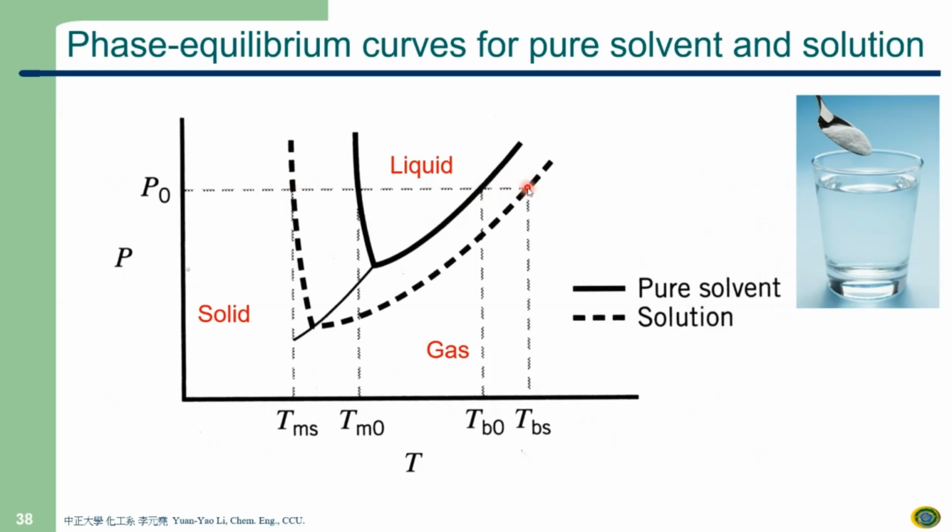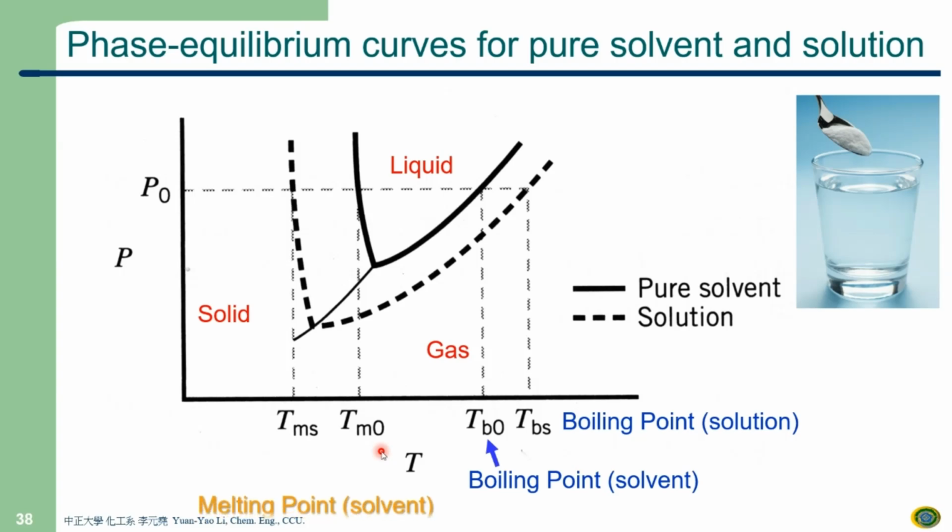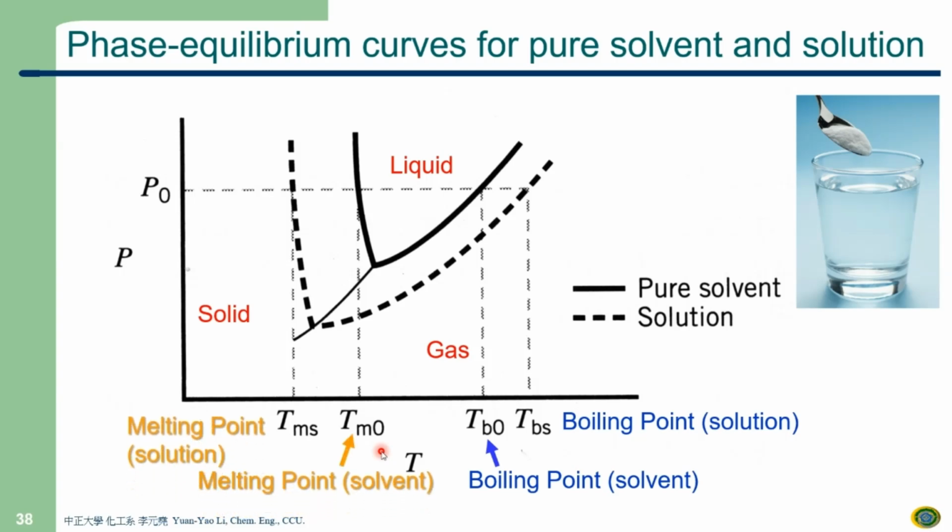So what's the degree of this? It is related to the amount of sugar you put. This is the original boiling point without solute, and this is the boiling point with solute. And this is the melting point, solvent only, and this is the melting point with solute. Okay?